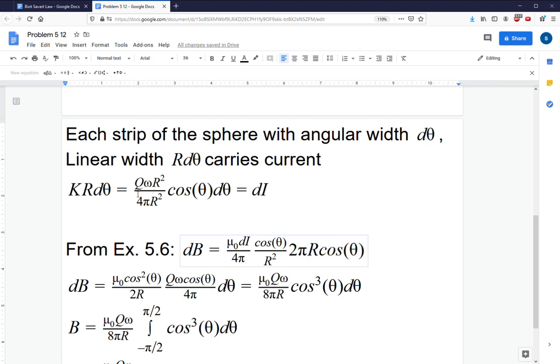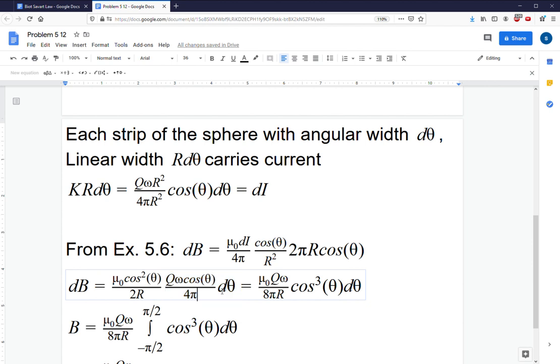Now dI was given by this term right here. So this is going to take a little bit of algebra. This is mu naught carried from here. I'm going to take this 2 pi over 4 pi and make it over 2. There's a cosine here, so cosine squared. And R in the numerator, R squared in the denominator over R. So this is basically every part of this except for dI. Then I'm going to take this term for dI and plug it right into here.